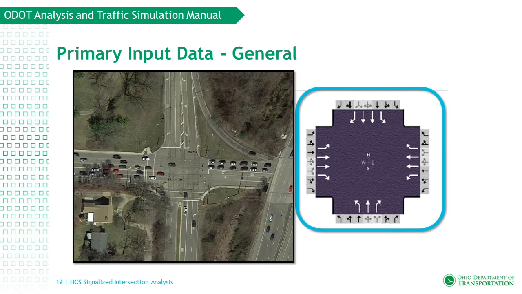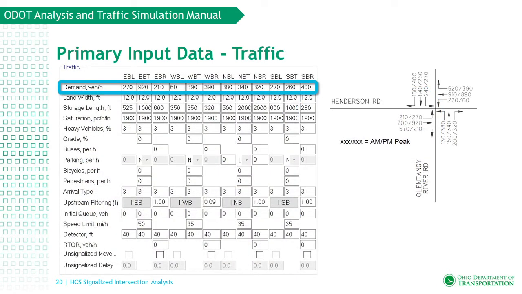The final step under the general heading involves setting the lane configurations. Lane use arrows can be toggled using the gray buttons around the edge of the intersection schematic figure. Lanes need to be set by approach. The hourly demand for the PM peak hour should be entered by movement. These values represent the hourly volume for the peak hour.